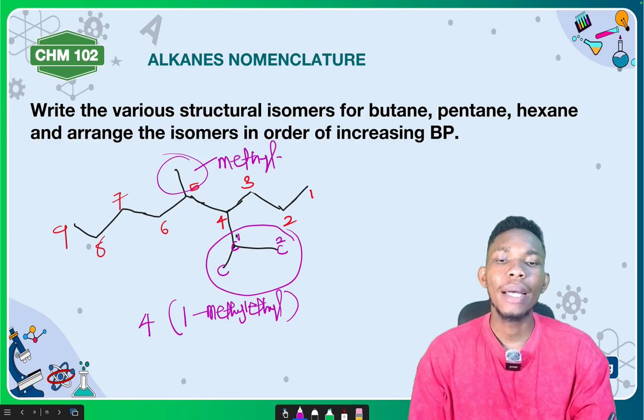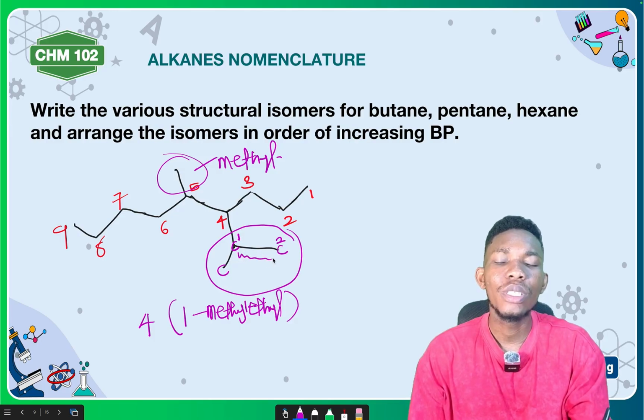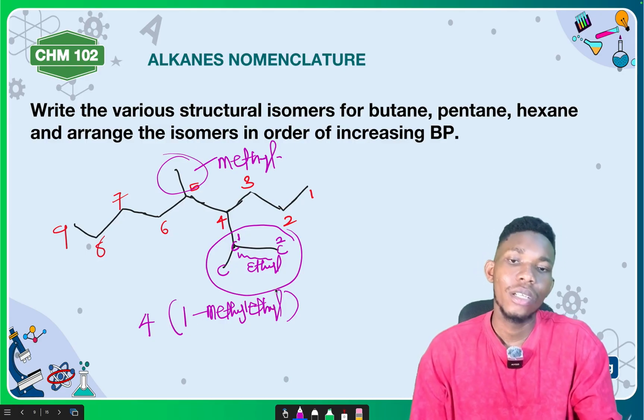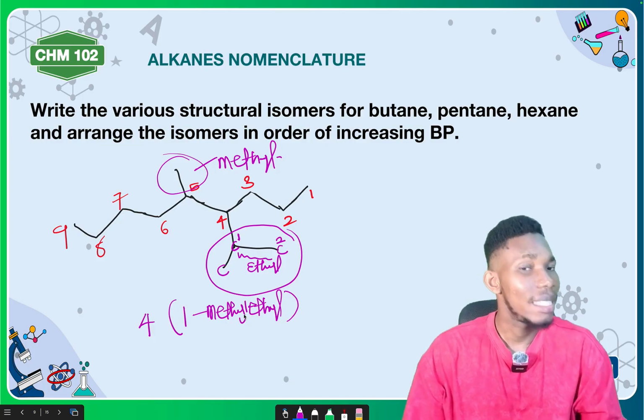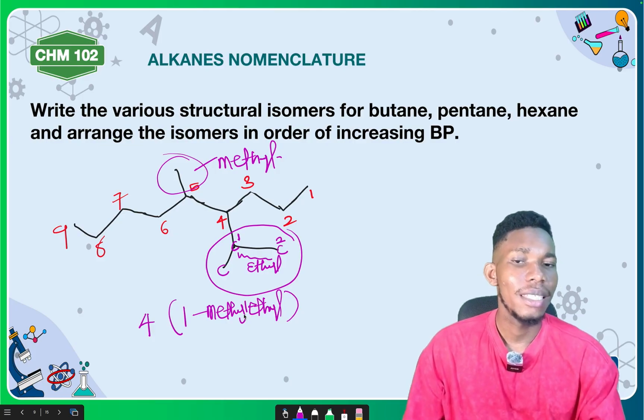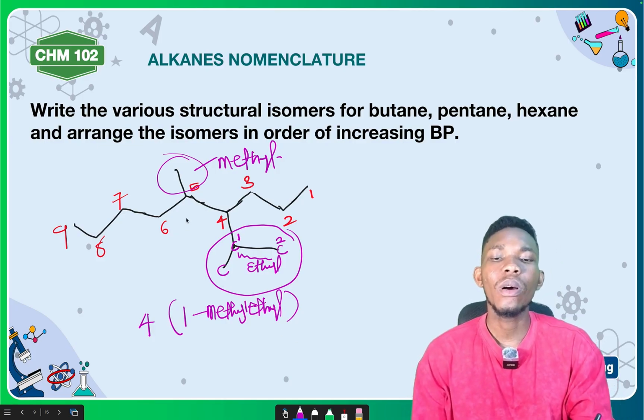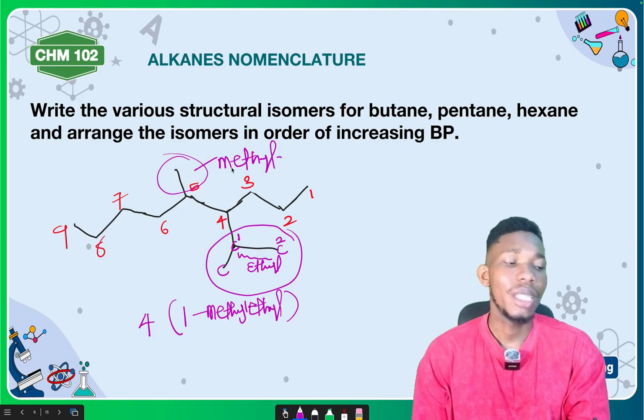Because at position number 1, you have what? The methyl group attached to what? Ethyl group. This one here is an ethyl because it has 2 carbons. But at position number 1, you have a methyl group, so we say 1-methyl ethyl. But it is attached to the bigger compound at position number 4, so it becomes 4 bracket 1-methyl ethyl. Are you getting it? Then, of course, you have this one here, 5-methyl.